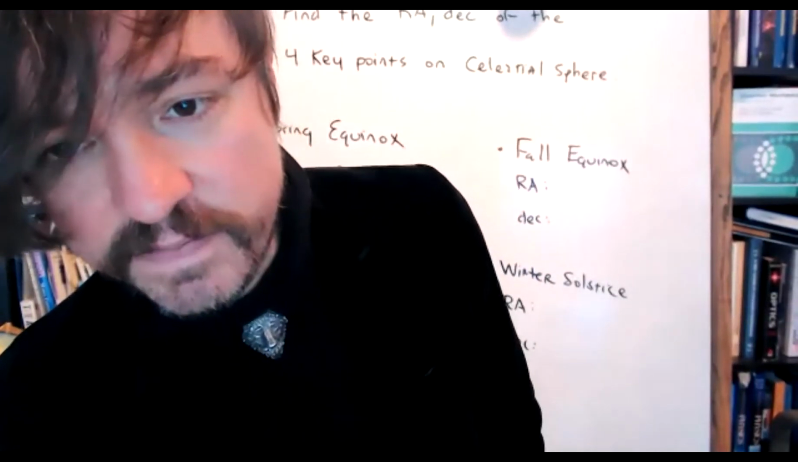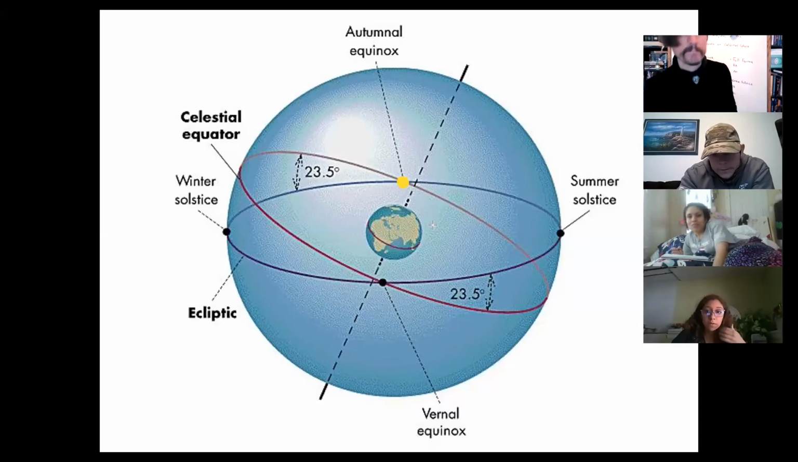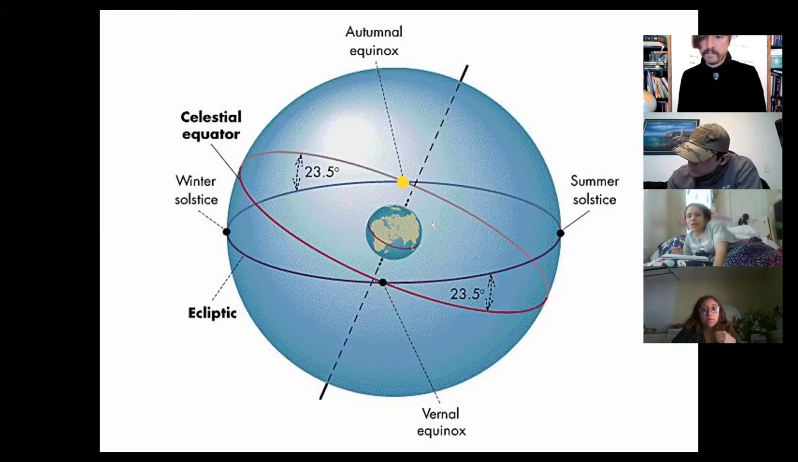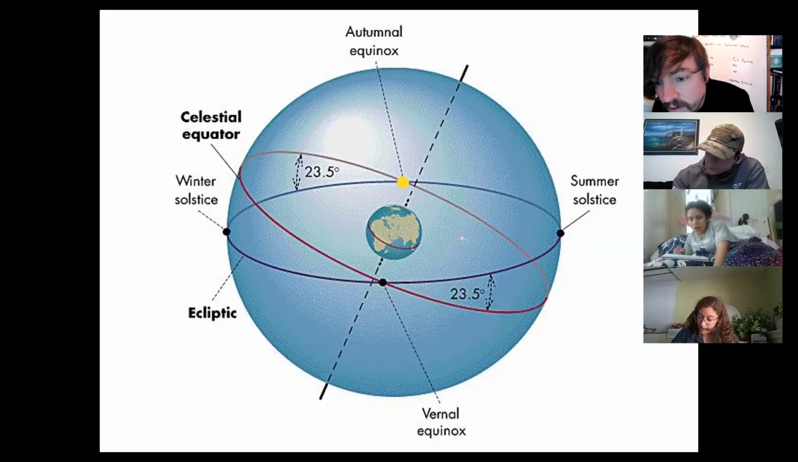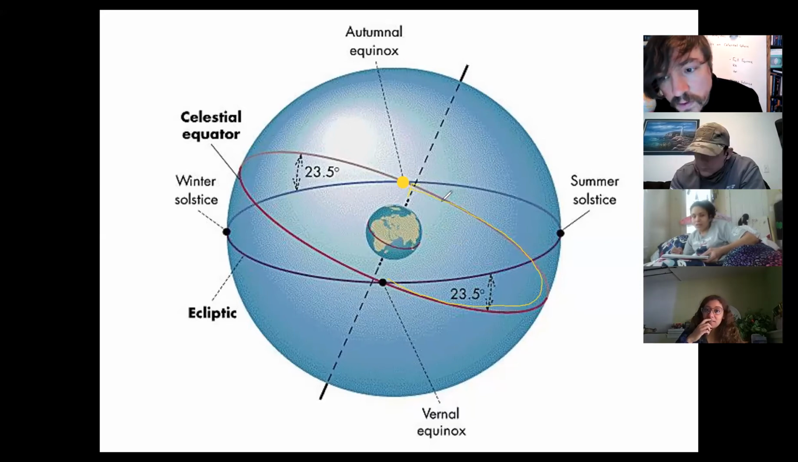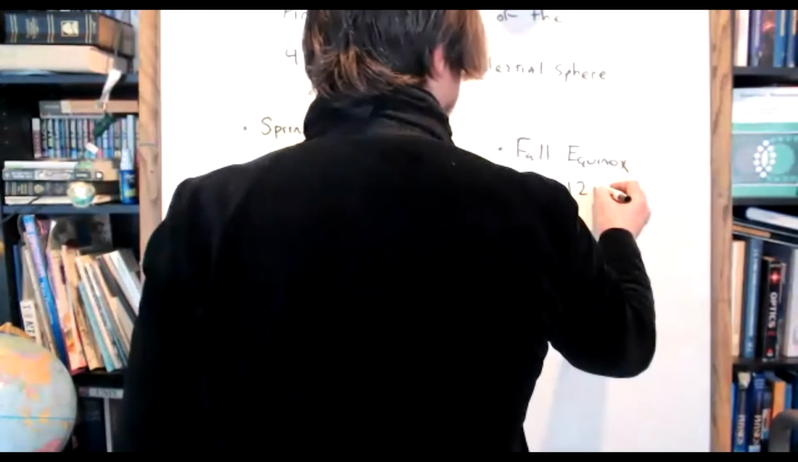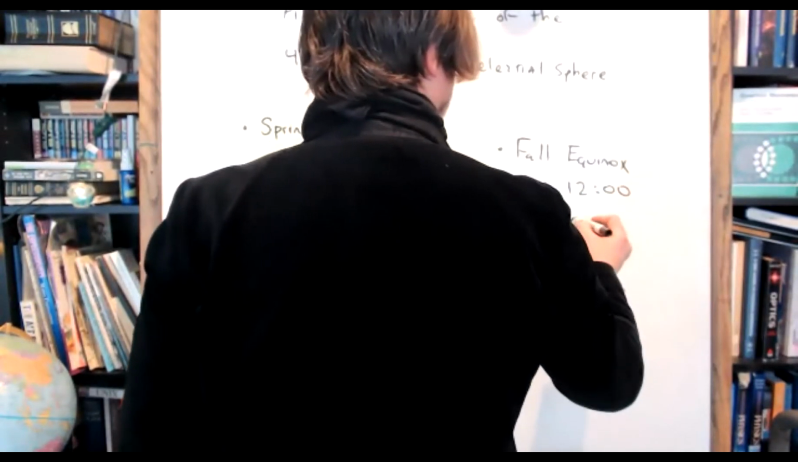Can anyone else pass the test besides Jenna and Ryan? What about the fall equinox? Is anyone starting to figure this out now? The RA is 0. No, I'm sorry, 12. Very good, because you're a half turn around the sky. Yes, the RA is 12 hours. How about the declination, Eva? I believe that's 0. That's right, because you're back on the celestial equator. Nicely done. Way to go, Eva. Okay, so the fall equinox has a right ascension of 12 hours and a declination of 0 degrees.